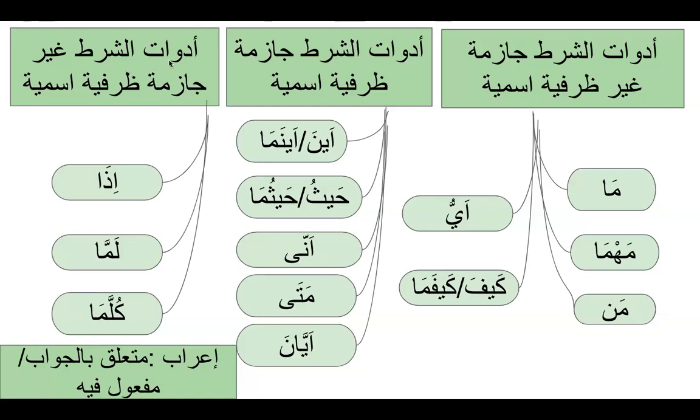Then you learned adawatu shart ghair jazima, zarfiya, ismiya. Remember idha, lamma, kullama, right? These are all the adawatu shart that do not make anything majzoom after them. Okay, you do not see anything majzoom after them. However, you do see that these three, idha, lamma, kullama, all have to do with time. They give the connotation of zarf zaman most of the time. Okay, is everyone with me so far?